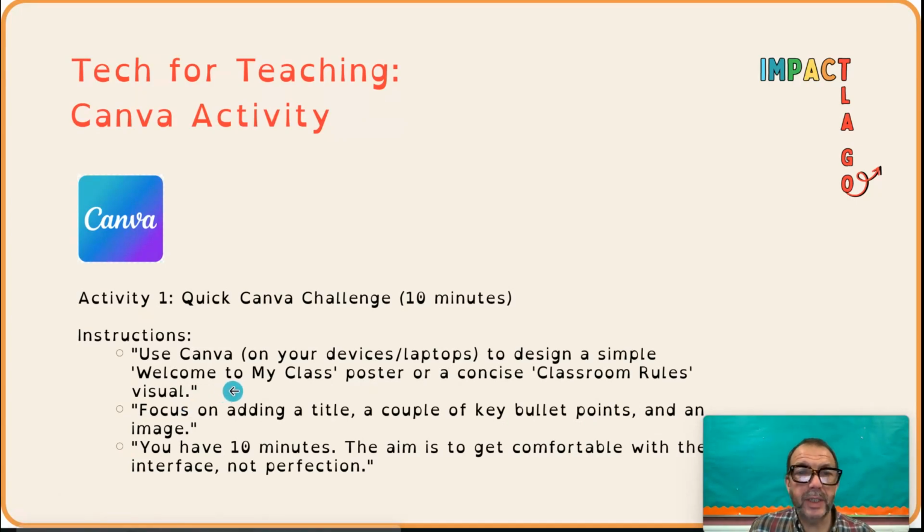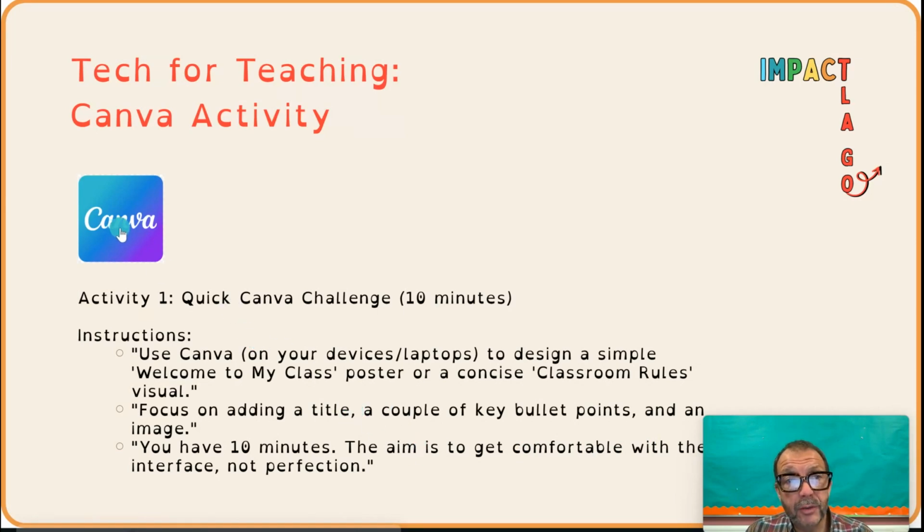Okay, so we've got a quick 10-minute Canva exercise now. You can make it on anything you like, but I did this at the beginning of the year, so the idea was to make a welcome to my class poster, or maybe a classroom rules poster. Focus really on adding a title, experiment with different fonts on there, put some bullet points, try and find an image, just generally have a play around. So you've got 10 minutes, and I suppose the aim of this is to be comfortable with the interface, and it's not looking for perfection.